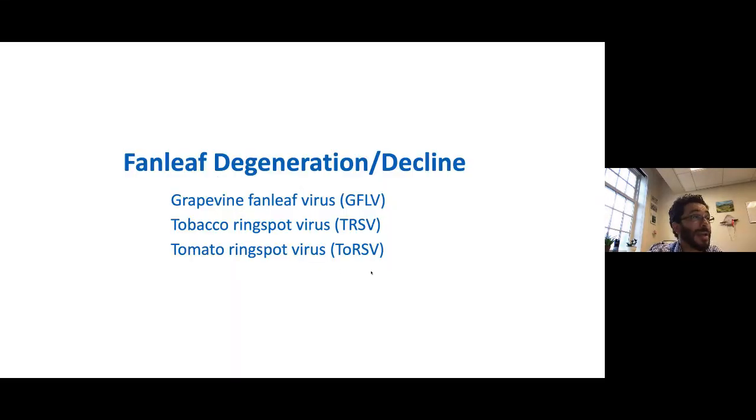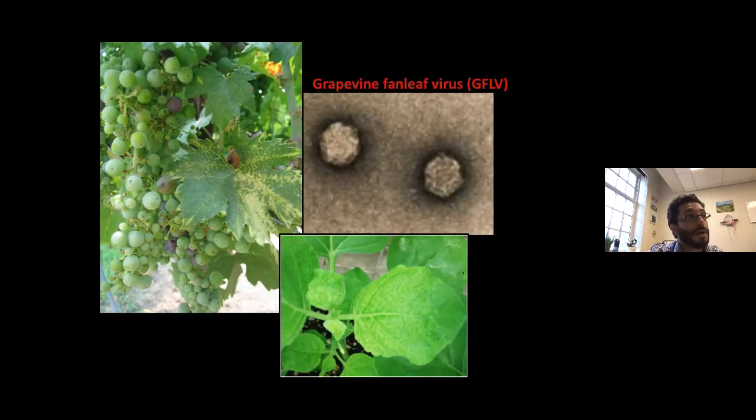The other disease is thin leaf degeneration decline. This is caused by more than 10 different species of viruses, and the major ones are grapevine fanleaf virus, tobacco ringspot virus as well. This is the grapevine fanleaf virus.